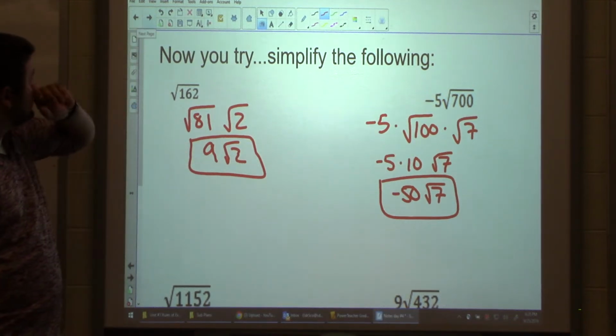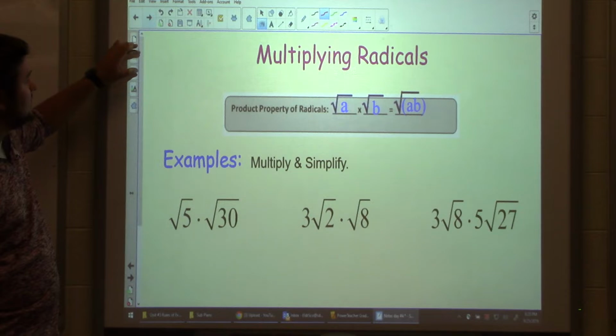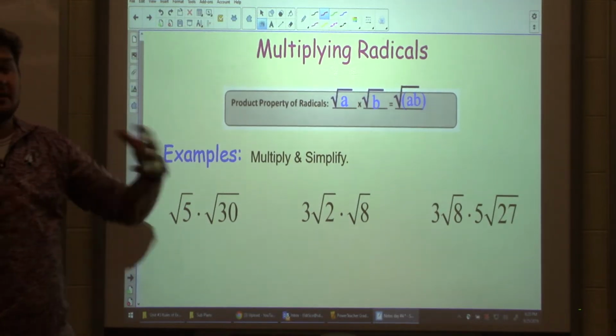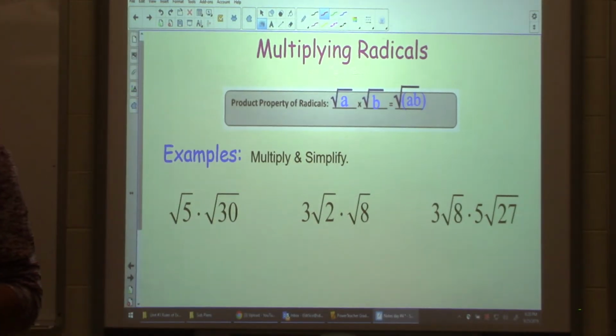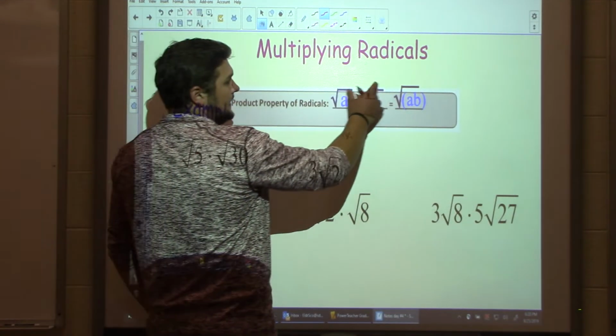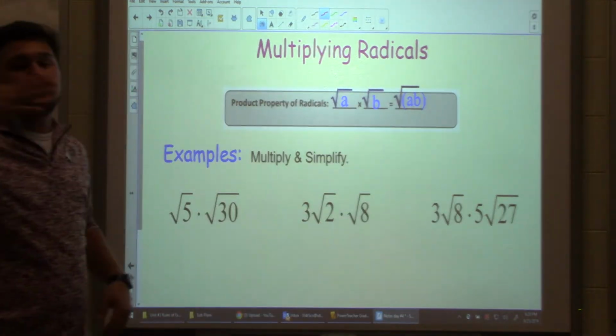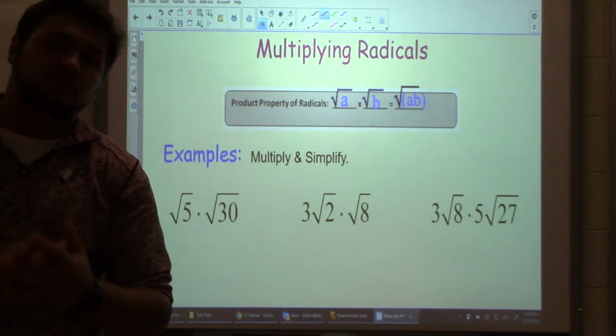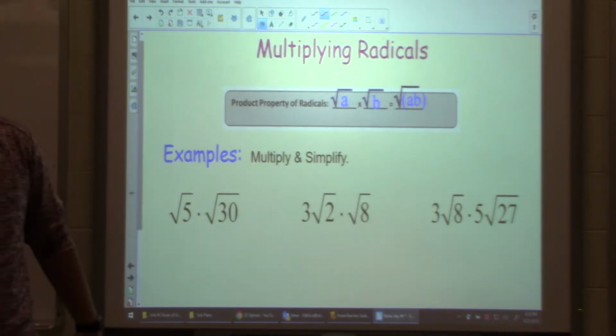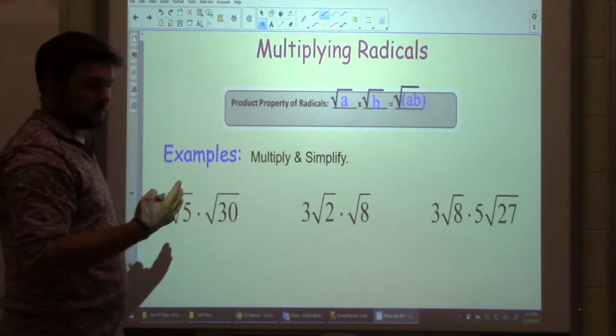Alright, so next thing we're going to talk about, multiplying radicals, right? The product rule. The square root of a times the square root of b is the same as the square root of a times b. We just talked about that product property, right? So what I'm going to say is if there's ever multiplication with radicals, do the multiplication first, then try and simplify the radicals in a simplified radical form.